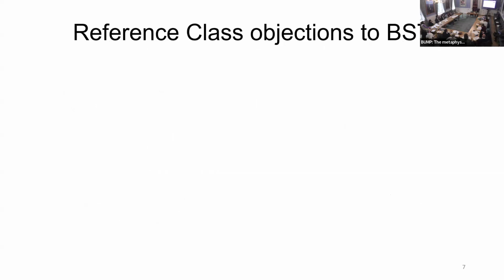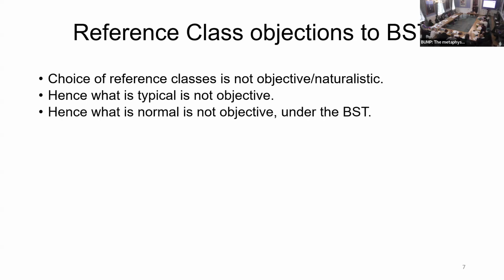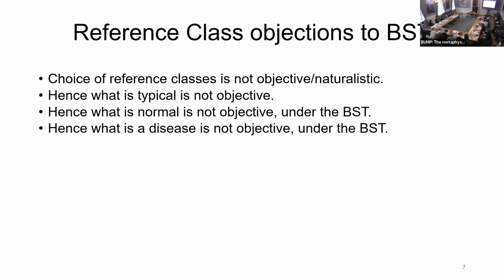So, the reference class objections. The basic worry from Kingma and Cooper is that the choice of reference classes is not an objective matter of biological fact. It breaks the naturalism, or the supposed naturalism credentials. So the choice of reference classes is not objective, and then there's a domino effect: hence what is typical is not objective, hence what's normal is not objective according to the BST, hence what is a disease is no longer objective according to the BST.